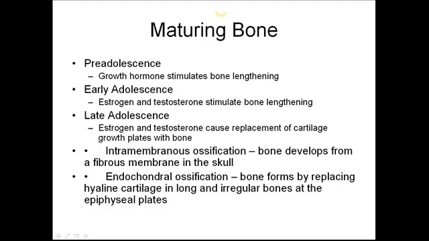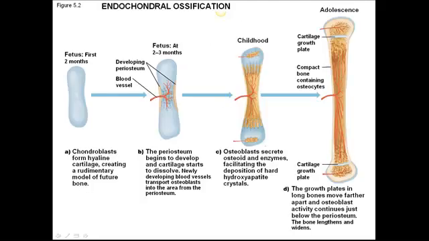So again, we have intramembranous ossification in the skull and the clavicles, and endochondral ossification. It replaces hyaline cartilage in the long and the irregular bones at the epiphyseal plates. Remember that ossification means to ossify. That means hardening. So it turns that cartilage into bone. And that's the whole point. That's how we get our bones. So here's just a little schematic of how this happens.